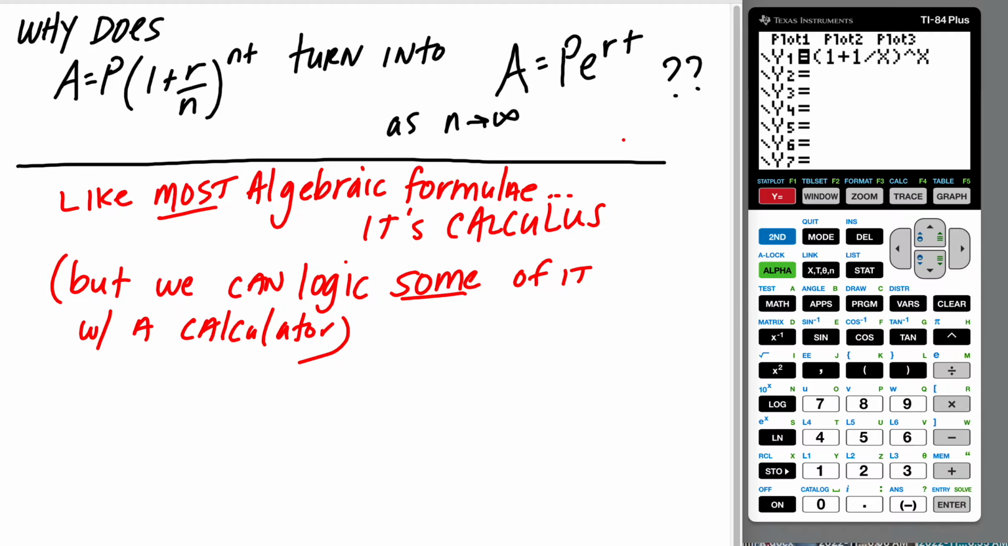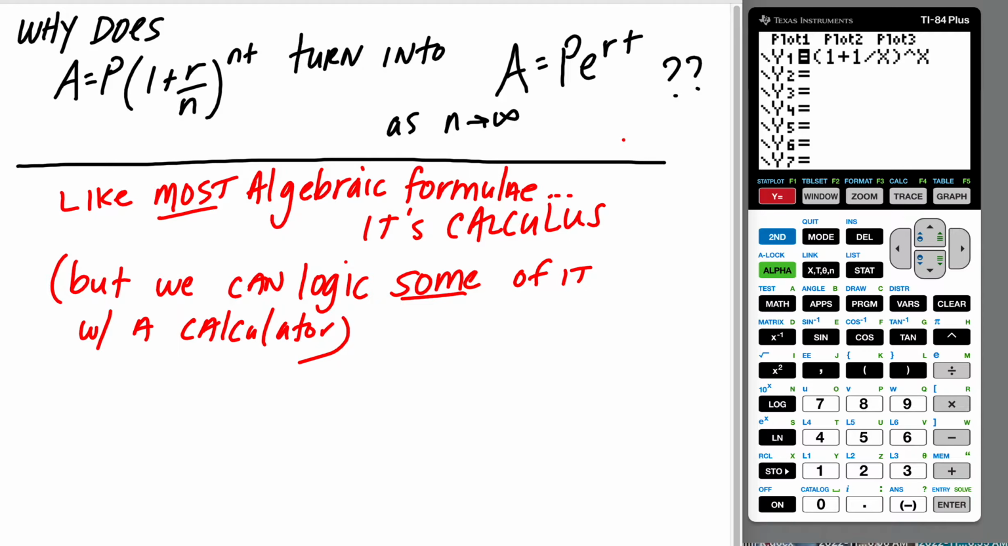Meaning, as you compound interest continuously, why do we switch from using the first formula, the one with the R over N to the NT, to the second formula, A equals PE to the RT? Like most algebraic formulae, the roots are in calculus, and to prove it you'd need some calculus, which you probably don't have if you're just learning this formula, but I'm going to walk you through it anyway.